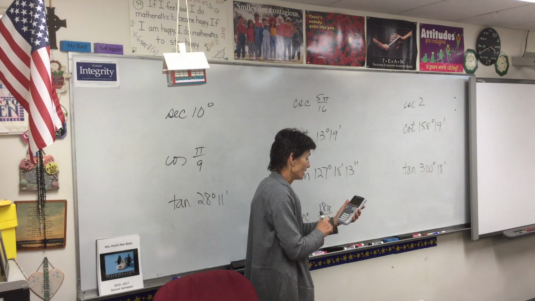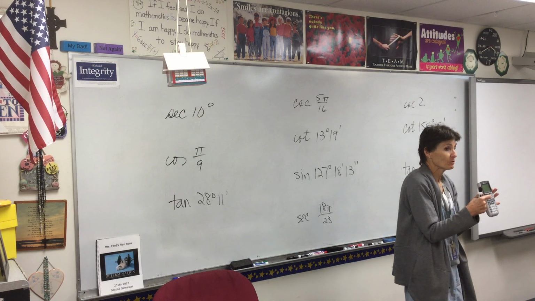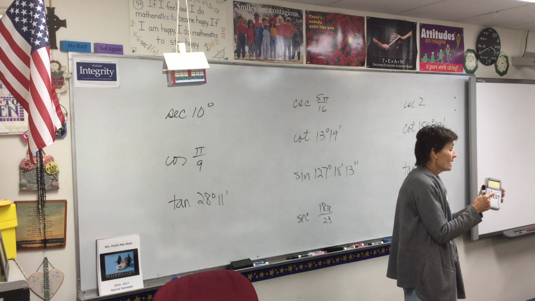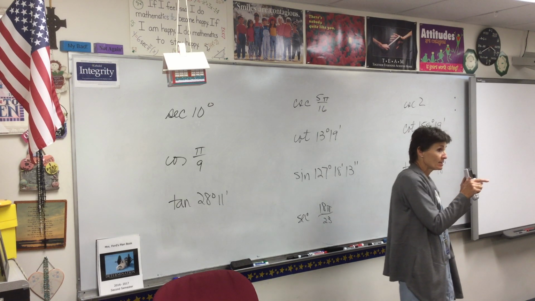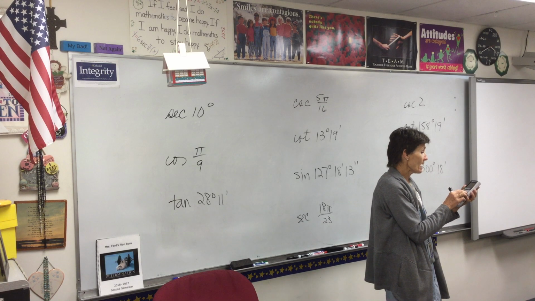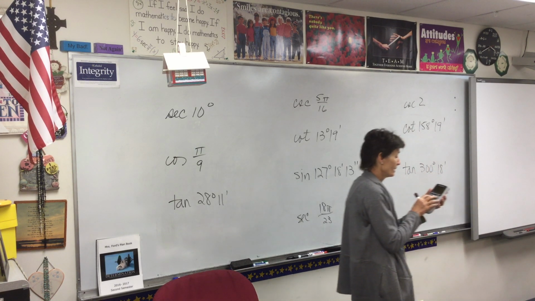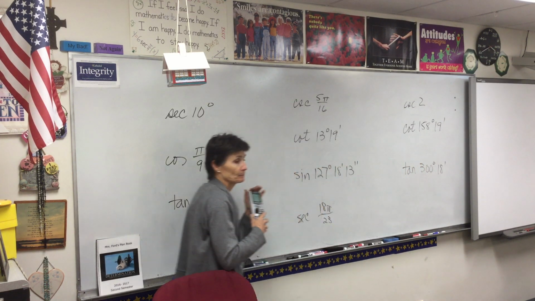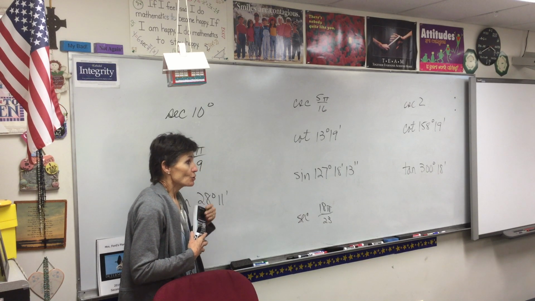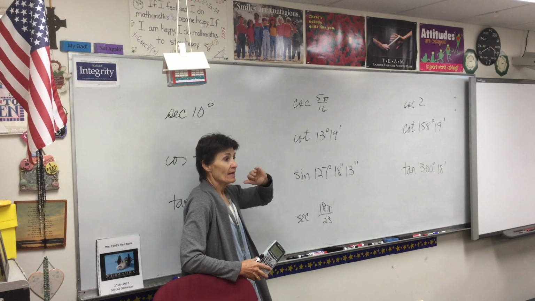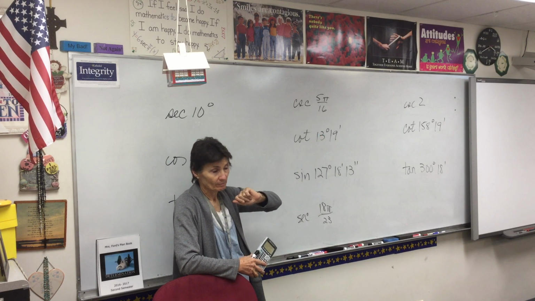So step one, go to mode. See where my finger's pointing? That's mode. And one of the options is radian and degree. Do you see that? So right now, I want you to highlight degree, press enter, and then clear out. Quit. So now our calculator is set in degrees. So that means that any angle you put in, the calculator is going to think it's a degree angle.